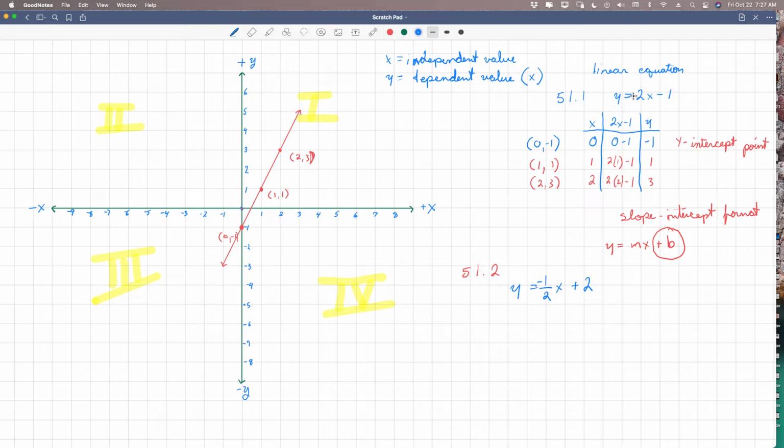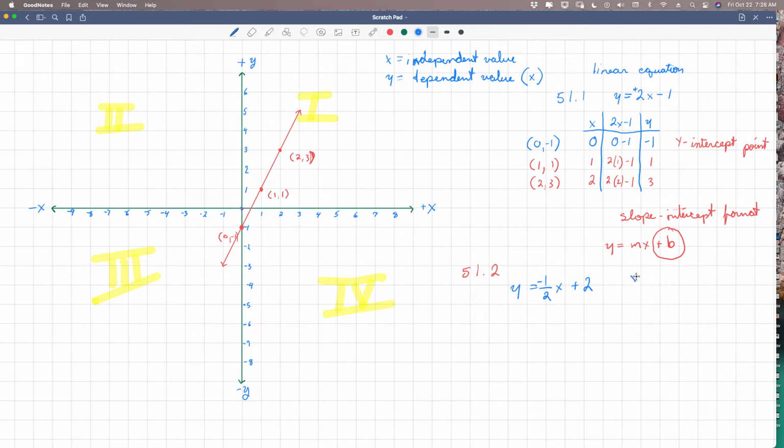So in 51.1, this was a positive sign, positive 2, and our line sloped up. With this negative number here, our line is going to slope down. Just the sign can have that much importance. So let's look at how that works.